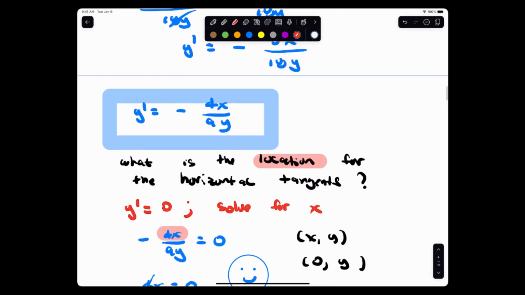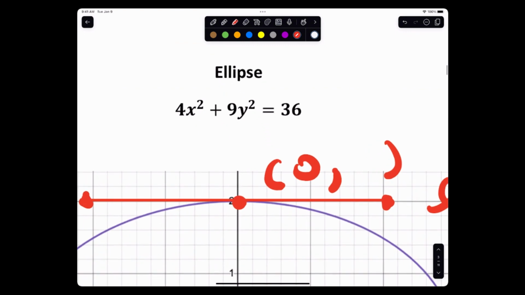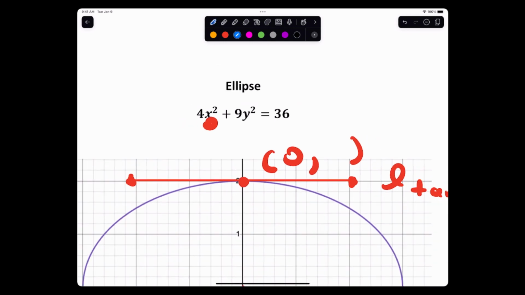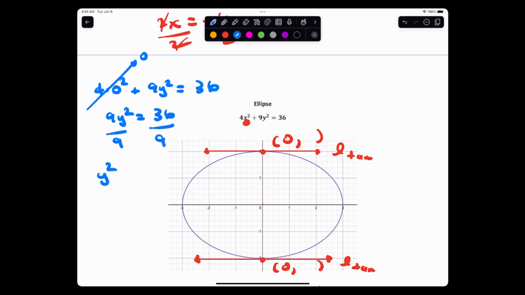So we're going to have to now go back here, ladies and gentlemen, to the original curve. What is the value of x? 0. That means 4 times 0 squared plus 9y squared is 36. Isn't this portion 0 again? So it means 9y squared is what? 36. Divide both sides by 9. What is y squared going to equal? 4. Is that true?